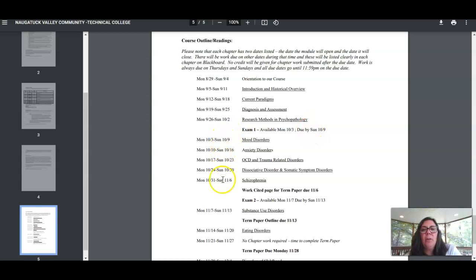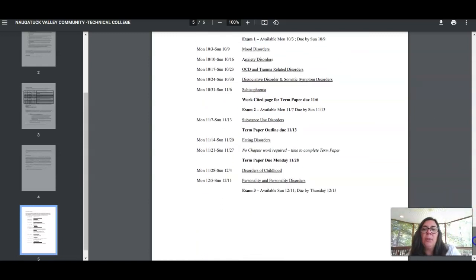We go through another 5 chapters, and then you have exam 2. You can see where the works cited page for your term paper is due. It's all laid out pretty clearly. The due dates for individual work within each chapter will be clearly listed on Blackboard, and we'll look at that in the next video so you can see how that will work.